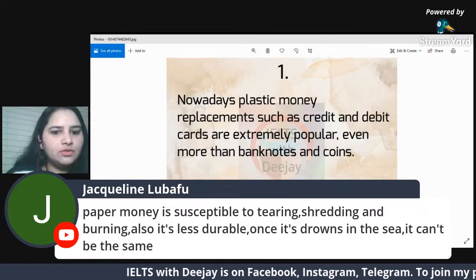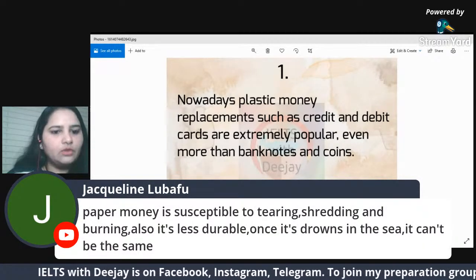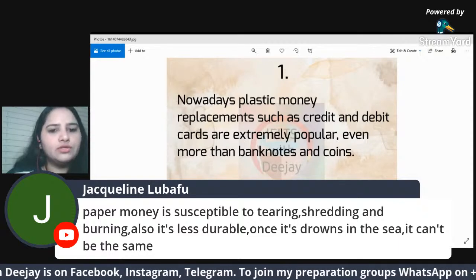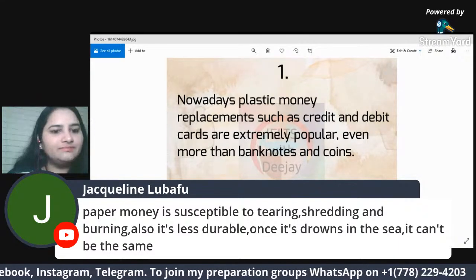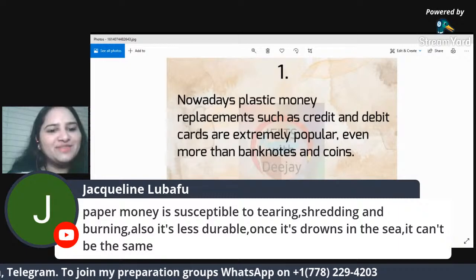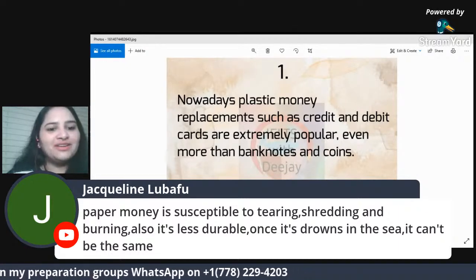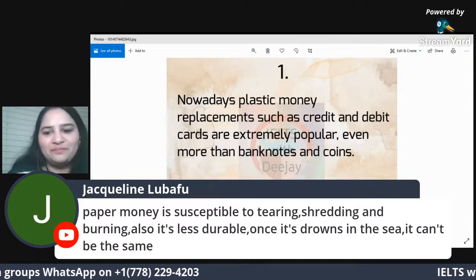Paper money is susceptible to tearing, shredding, and burning. Also, it's less durable. Once it's thrown in the sea, it can be the same. Good idea. You can say that as well. So we have many new ideas because I didn't think about it.